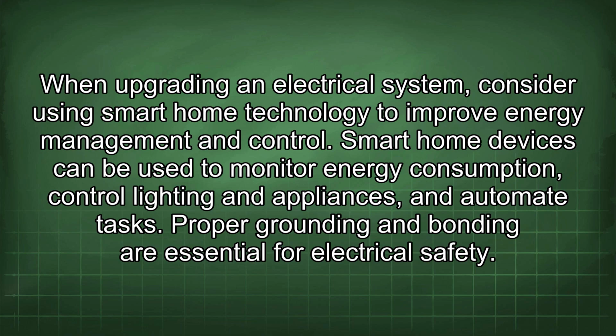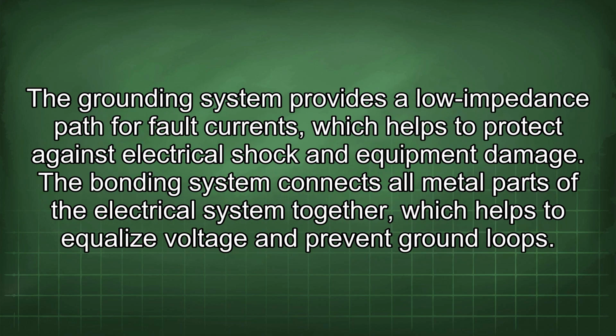Proper grounding and bonding are essential for electrical safety. The grounding system provides a low impedance path for fault currents, which helps to protect against electrical shock and equipment damage. The bonding system connects all metal parts of the electrical system together, which helps to equalize voltage and prevent ground loops.